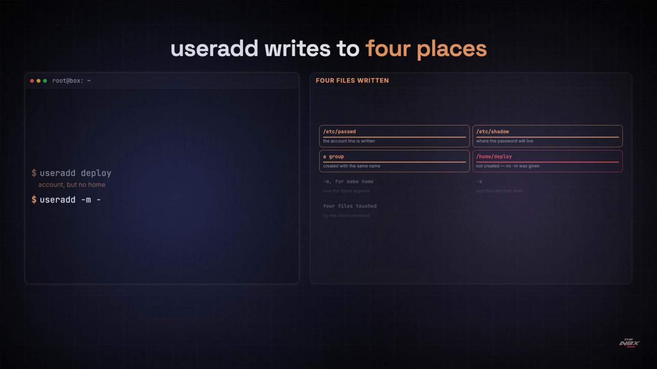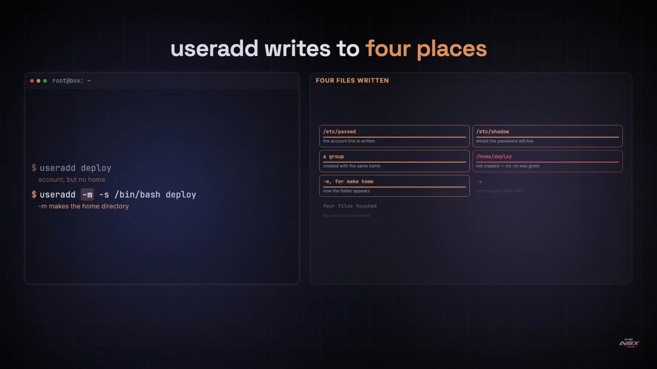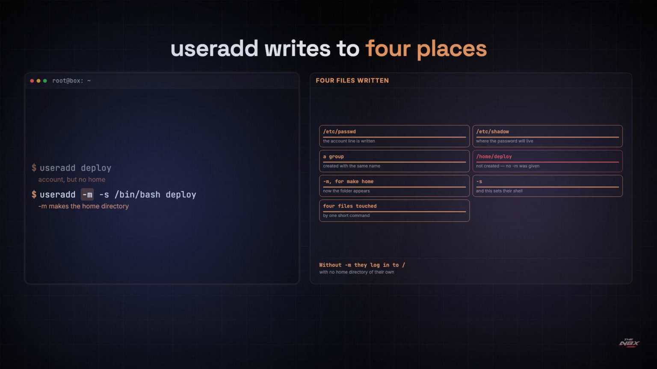That's what -m is for, short for make home, and with it the folder finally appears. While you're there, -s sets which shell they get. One short command, four separate changes. Forget -m, and that user logs straight into the root of the disk, owning nothing. Use useradd -m -s, or use adduser, which asks you the questions instead.